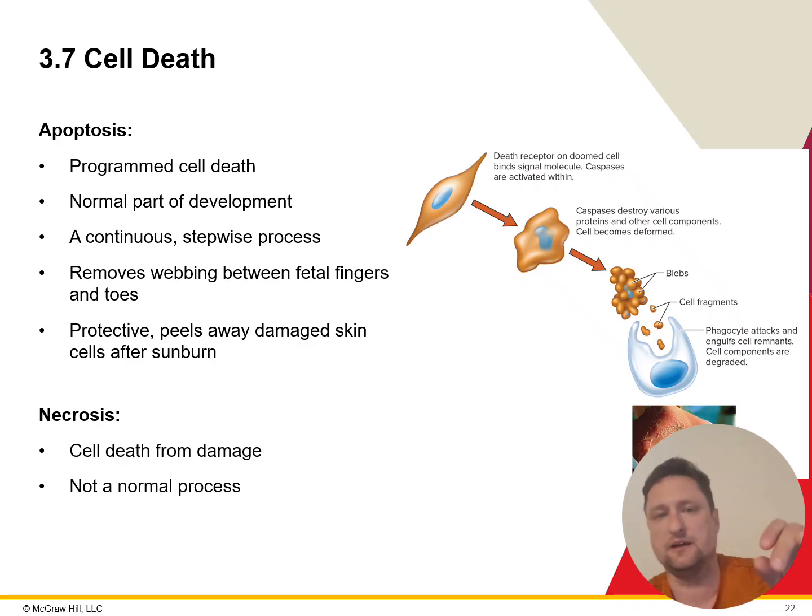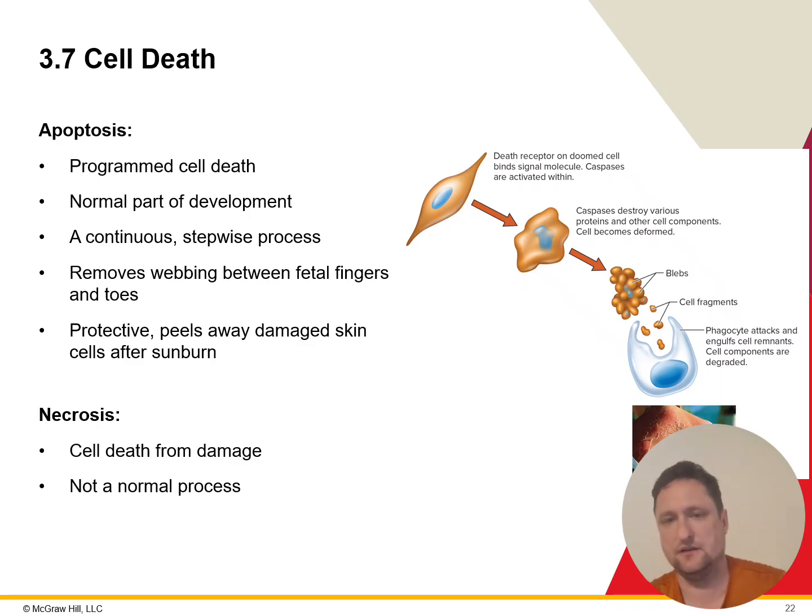Apoptosis is a programmed, orderly process in which the cells self-destruct when they are no longer needed or they are damaged beyond repair. This mechanism is crucial during development. For example, it removes webbing between fetal fingers and toes. And it also helps maintain tissue health by eliminating potentially harmful cells.